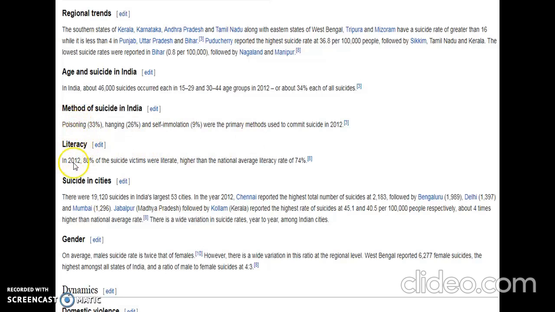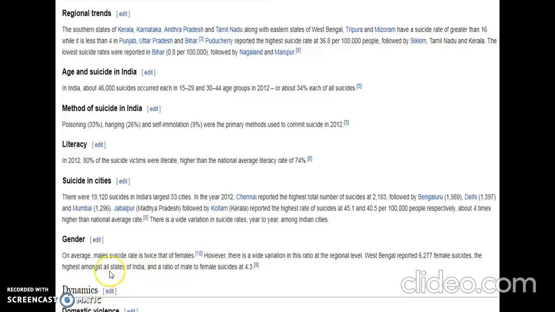Then coming to the literacy of the people, around 80% of the victims were literate, higher than the national average literacy rate of 74%. Then coming to suicides in cities, we can observe that in many metropolitan cities, people commit more suicide in urban regions because of stress or other work related aspects. Then coming to gender, the male suicide rate is twice that of the female.